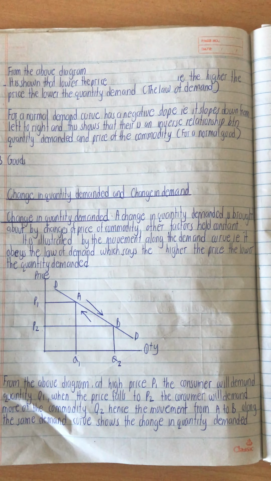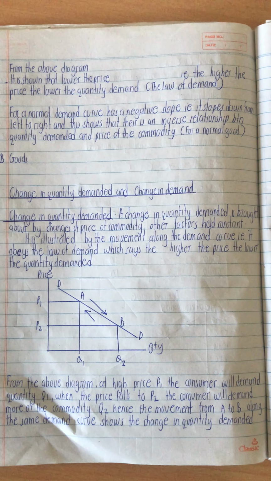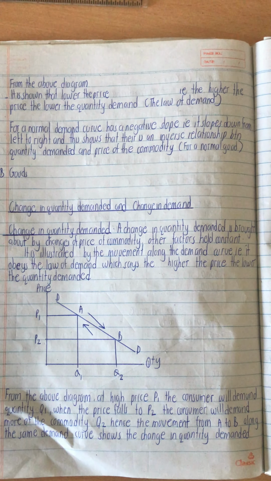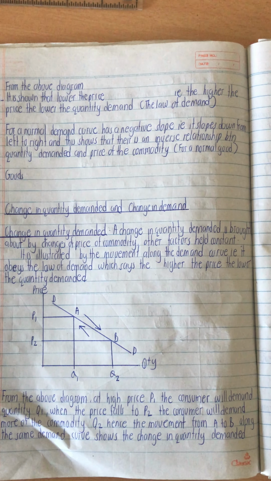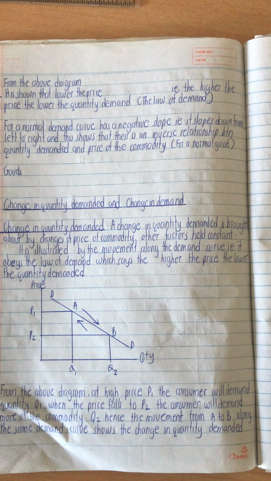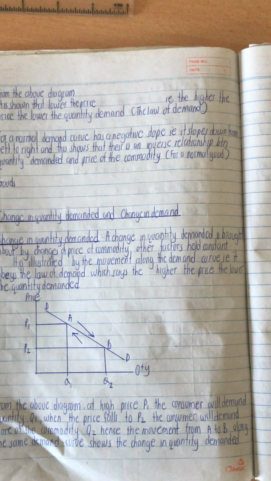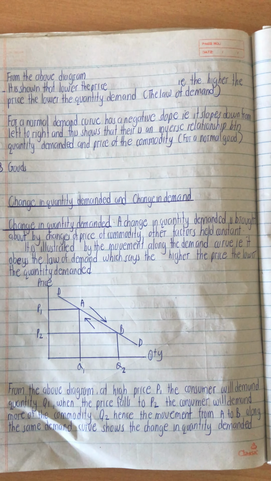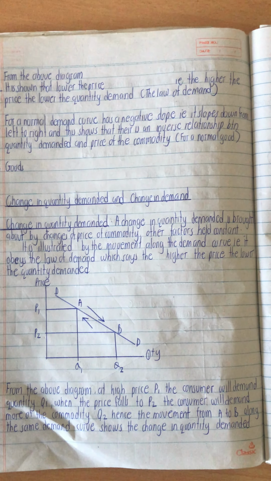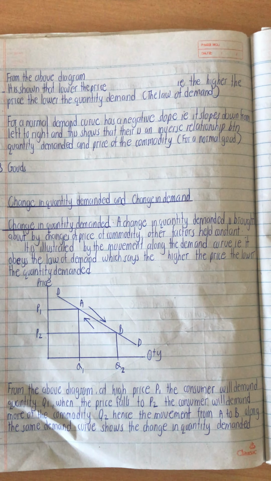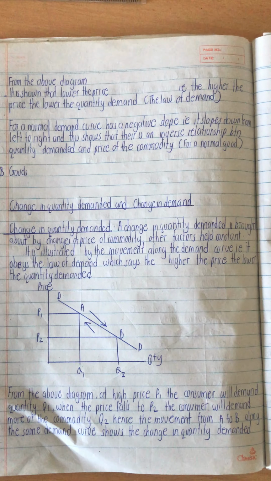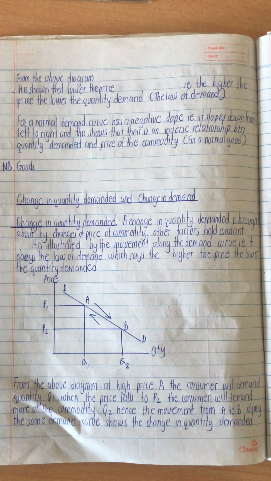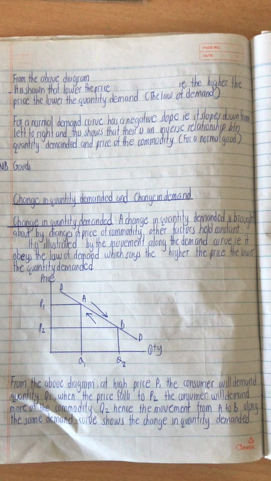As you see in the graph shown below, we have price 1 and price 2. At price 2, the quantity demanded is quantity 2. That means the lower the price, the higher the quantity demanded, and the higher the price, the lower the quantity demanded. That is shown by price 1 and quantity 1. The demand curve slopes downward from left to right.